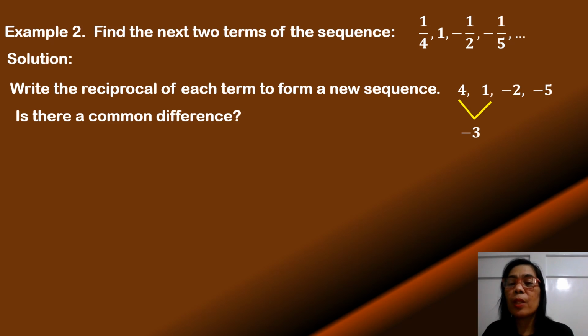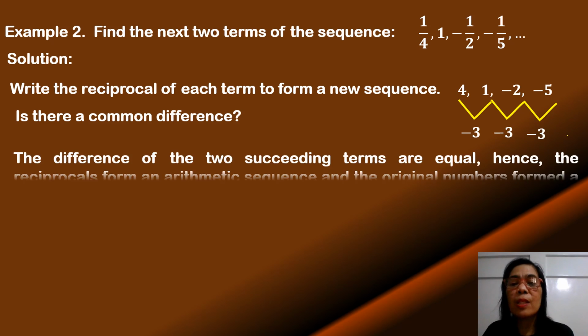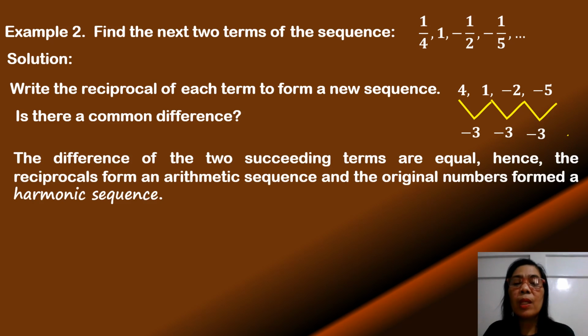1 minus 4 is -3. -2 minus 1 is -3. -5 minus -2 is -3. So having these differences equal, that means the reciprocals of the terms form an arithmetic sequence, and therefore the original given sequence is a harmonic sequence.